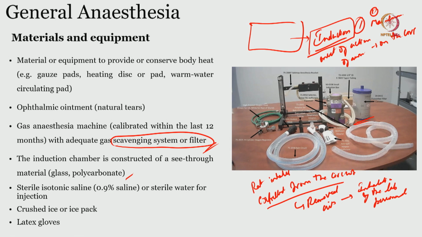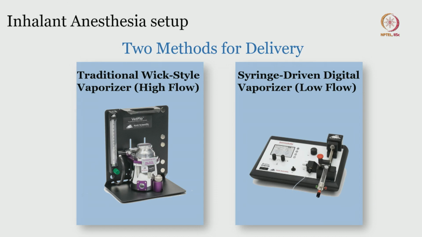Then obviously you will have a lot of sterile isotonic saline or sterile water for injection, then crushed ice or an ice pack, which is optional, and then the gloves of course for surgery and handling of the animals. So these are the basic equipments that are required.